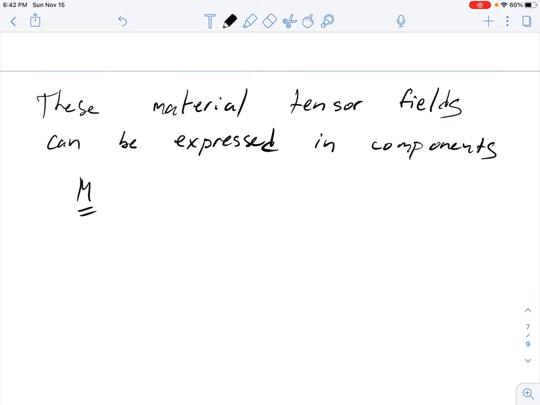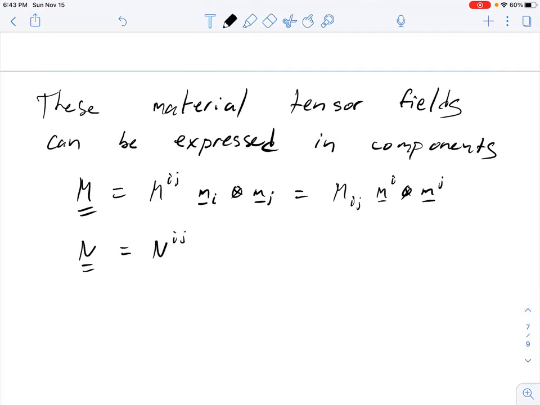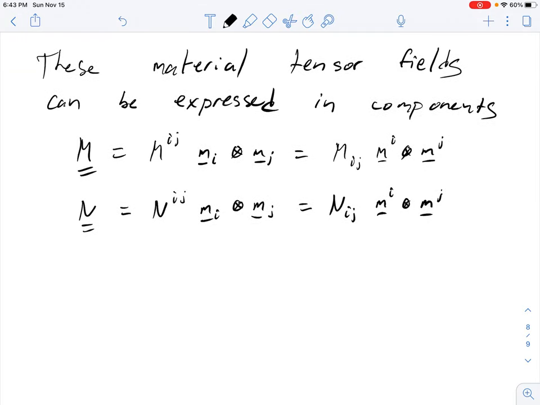So you have the M, the material tensor field, where that can be M with contravariant components times the original basis tensor products, MI, MJ, which is equal to M with covariant components times the dual basis tensor products. And likewise, N is equal to its contravariant components times the tensor basis of covariant tensor products, which is equal to N subscript IJ like that. All right, well, we can find those components.